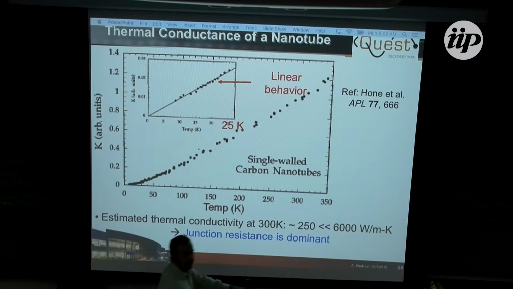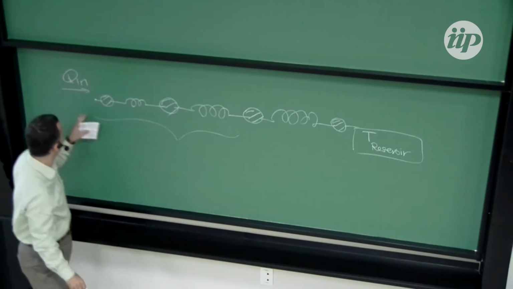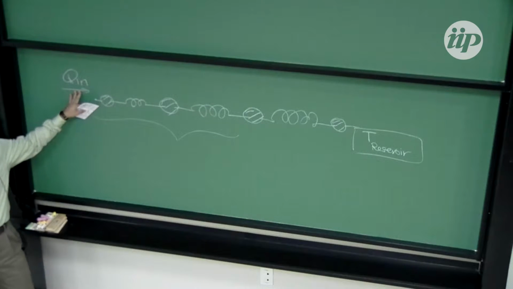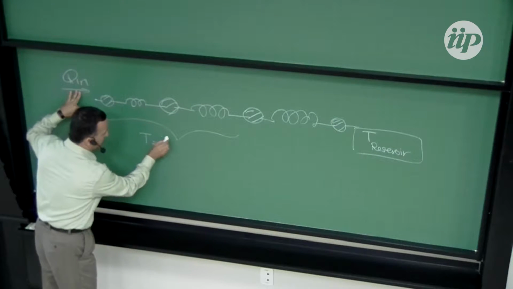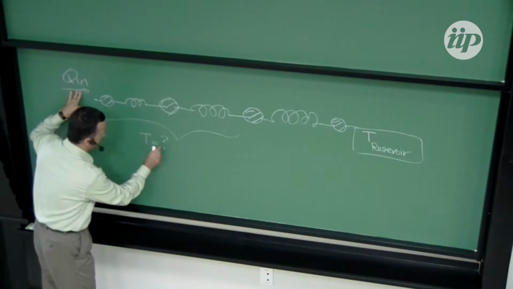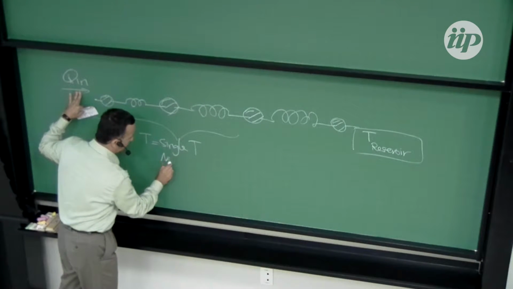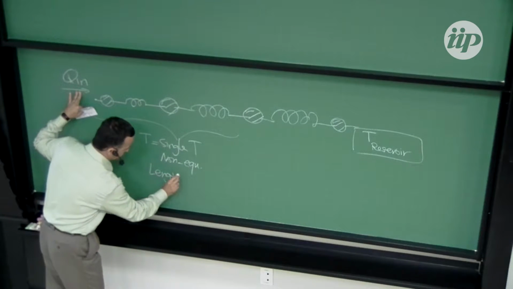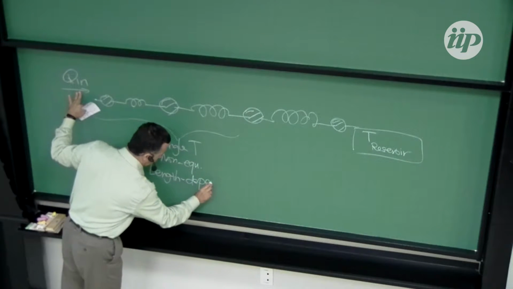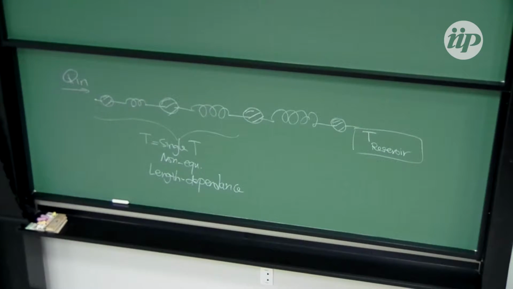But this actually begs the question: we can define a temperature of a reservoir far away. We can define a heat flux here. There's no definition here, but the question is, is a single temperature correct or not? Is T, well, how to call it, a single temperature, or is it non-equilibrium? And then what are the length dependence issues?